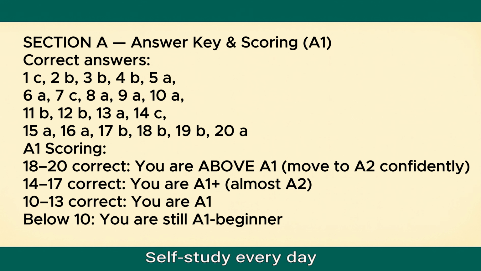18 to 20 correct answers. You are above A1. Move to A2 confidently. 14 to 17 correct answers. You are A1 plus, almost A2. 10 to 13 correct answers. You are A1. Below 10, you are still A1 beginner.